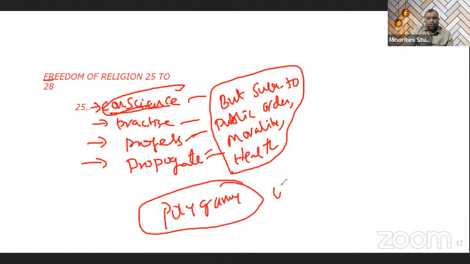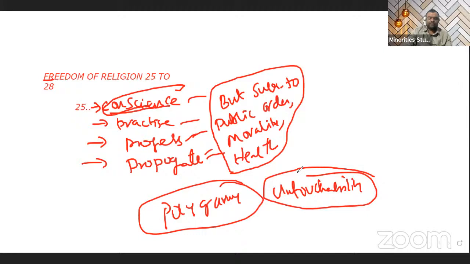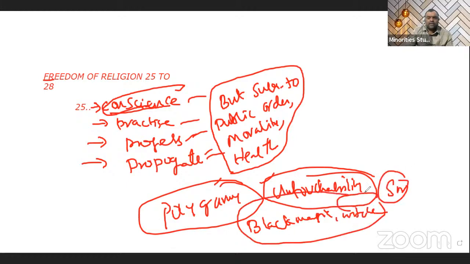One should not practice untouchability, based on religion. Very, very important. All are equal. We are all equal. One should not practice untouchability. One should not practice polygamy. One should not practice black magic. Black magic, witchcraft, sorcerers, nothing doing. We should not practice all these things.